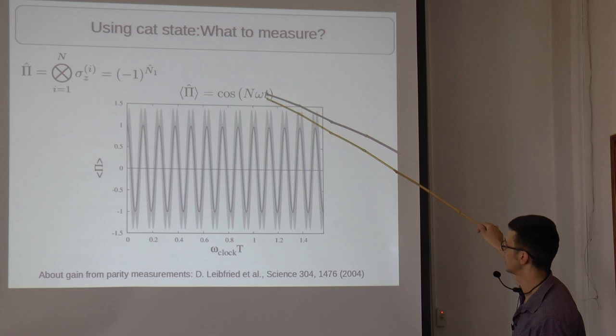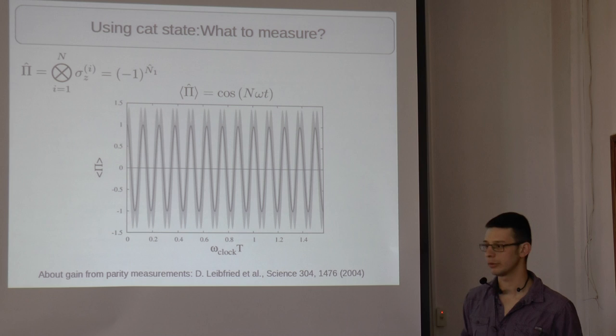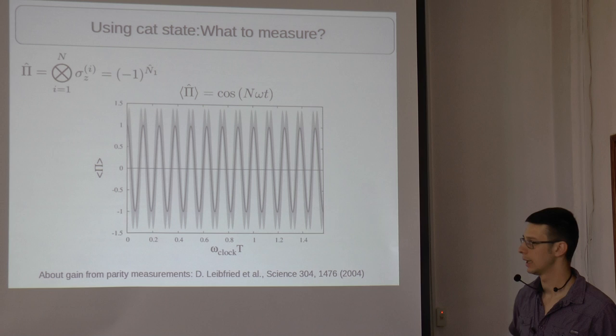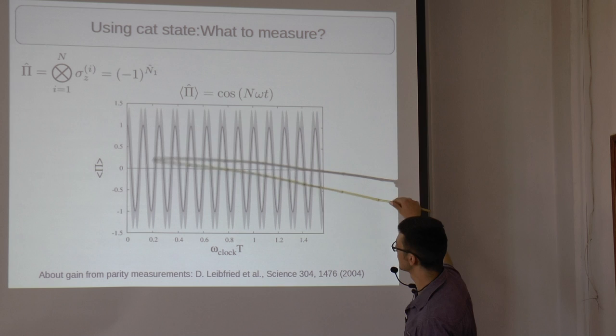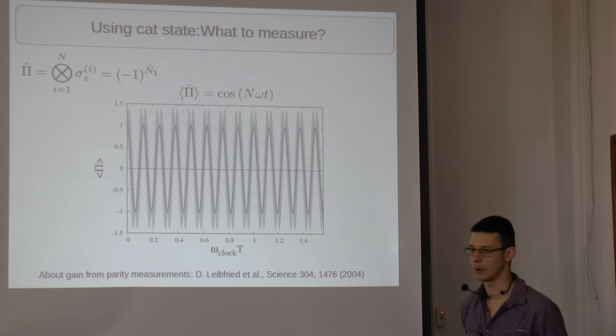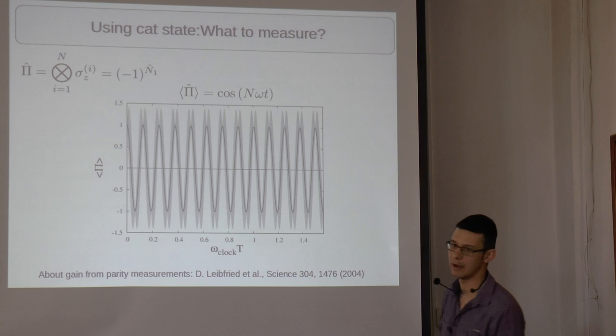But on the other hand, this is the quantity you would not like to measure, because even if you lose one atom, this average parity, instead of an oscillating function, will drop to a constant equal to zero. Even if there are no losses, still, to find the average parity equal to zero, you have to perform plenty of measurements, because each measurement of parity gives you minus one or plus one. So you need plenty of measurements to find average parity equal to zero. So it's also not practical.